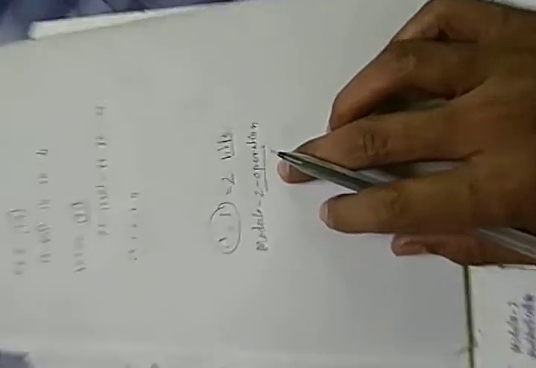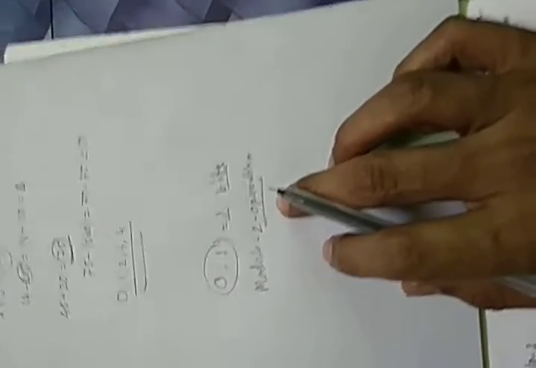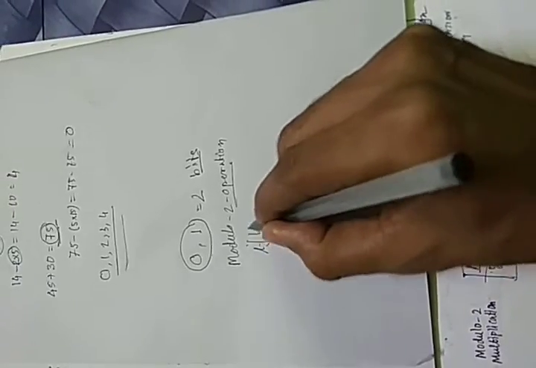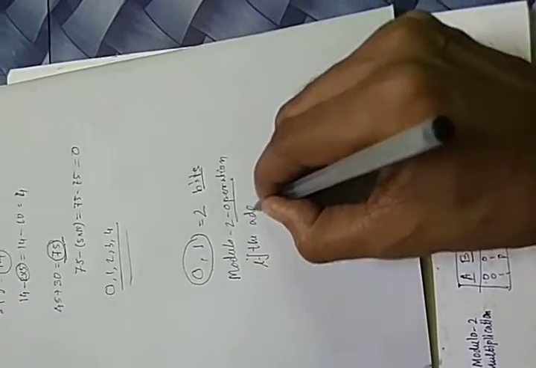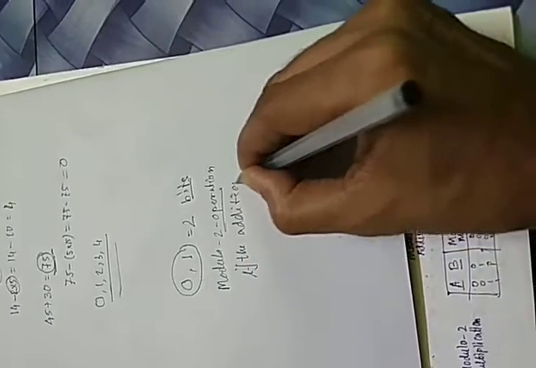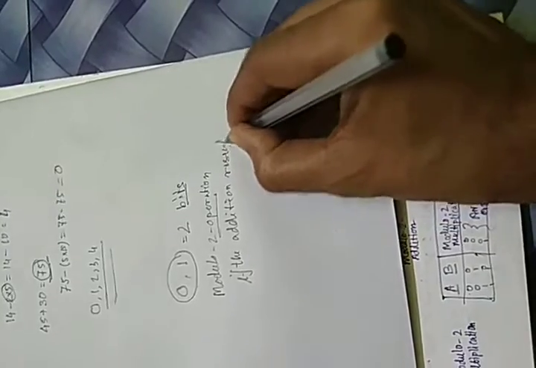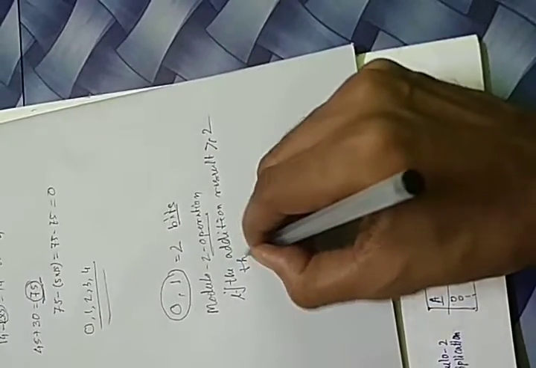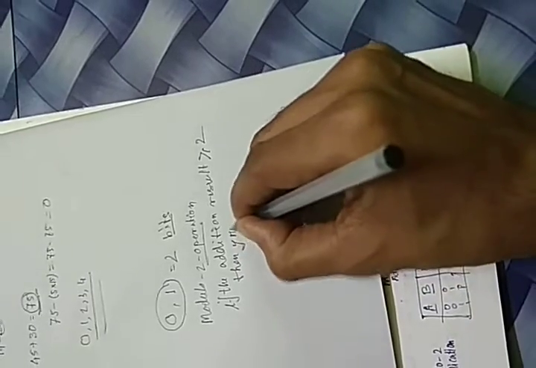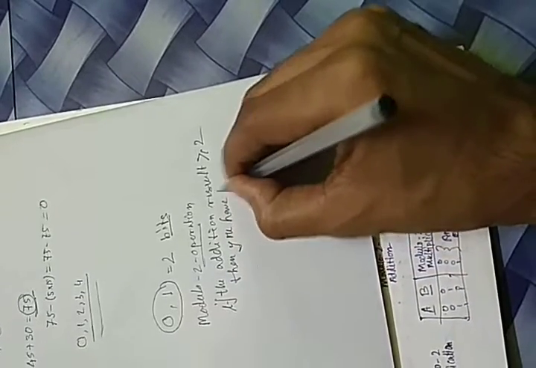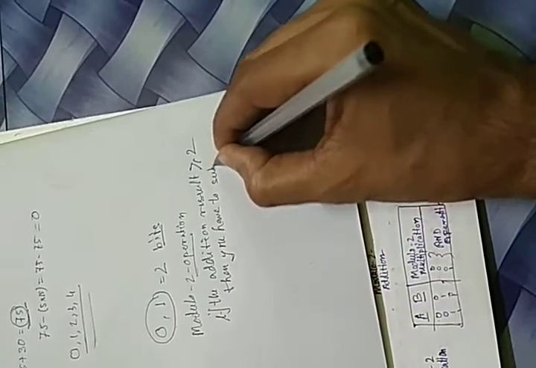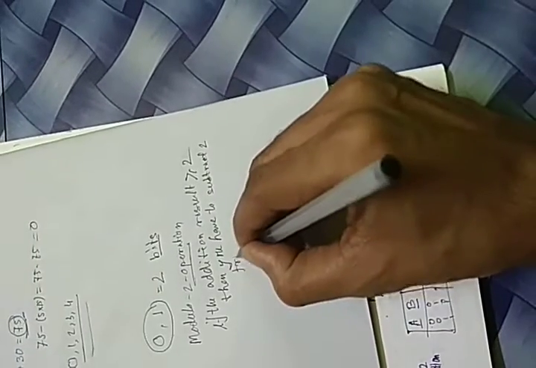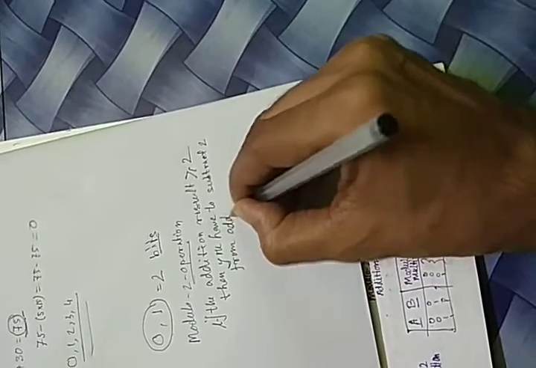And what is modulo 2 operation? That means if the addition result is greater than or equal to 2, then you have to subtract 2 from the addition.